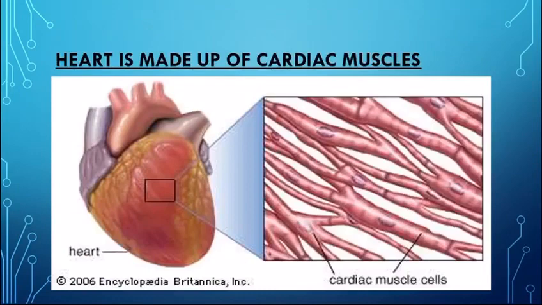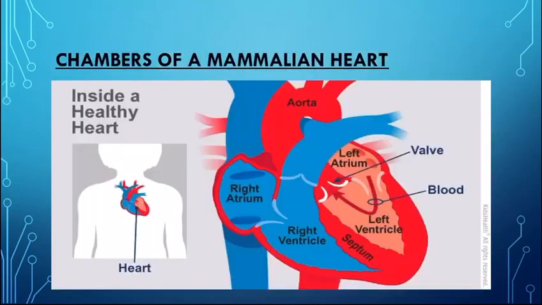What are heart muscles? The heart muscles are the special type of muscle that makes the heart, and they are called cardiac muscles. As we have discussed before, all the mammals have a four-chambered heart, meaning the mammals have a cavity in their heart which is divided into four parts. Two upper chambers are called atria, termed right and left atrium, and the two lower chambers are ventricles, that is right and left ventricle.